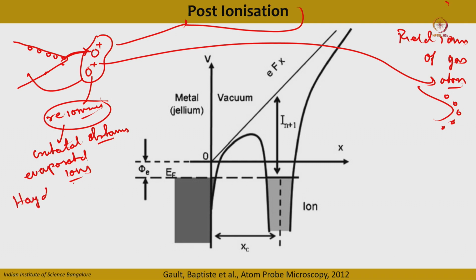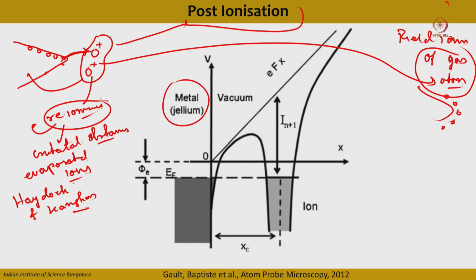Okay. So, the scientists Haydock and Kingham proposed that when an ion leaves the surface as a singly charged ion, it can actually re-ionize in the vicinity of the tip, similar to the field ionization of any gas atom. Okay, so I hope that you remember this particular diagram. We understood the potential of a gas ion near the tip surface.